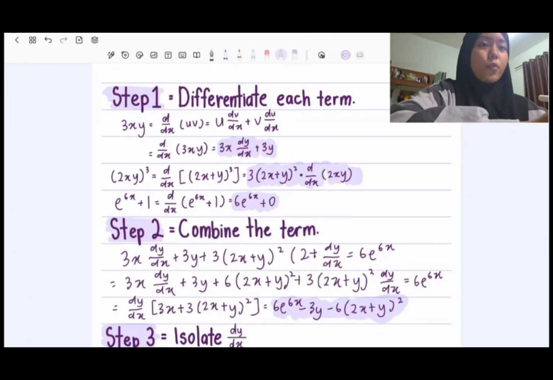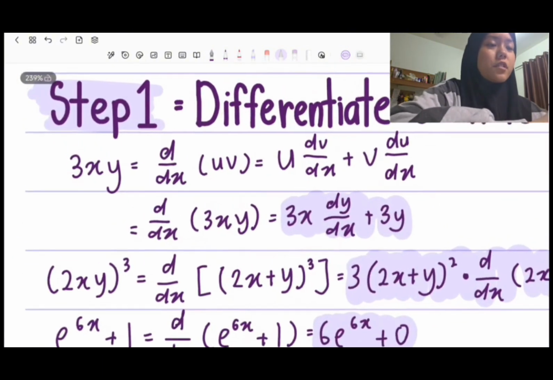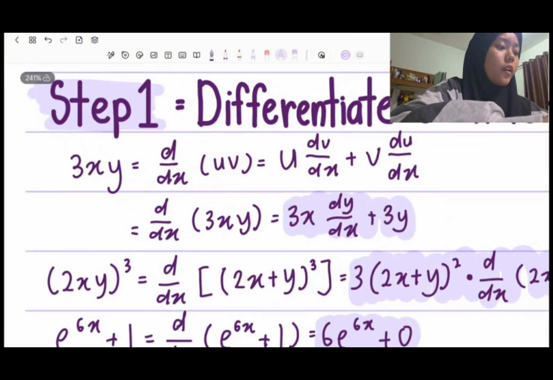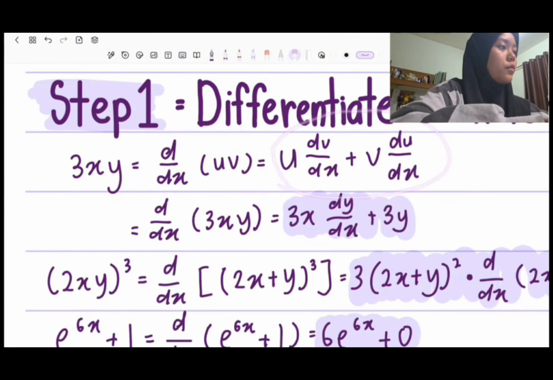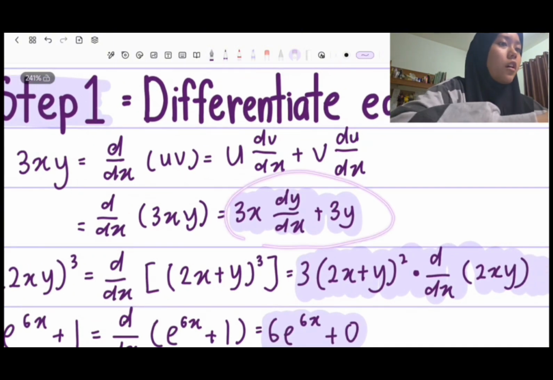Now I'm going to solve this question. So we will start with the first step, which is differentiate each term. First we will differentiate 3xy. Because x and y are multiplied together, we must use the product rule, which is d over dx of uv equals u dv over dx plus v du over dx. So we will let u be 3x and v be y. So this is the final differentiation of 3xy.